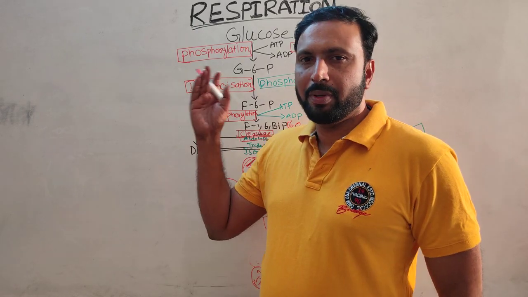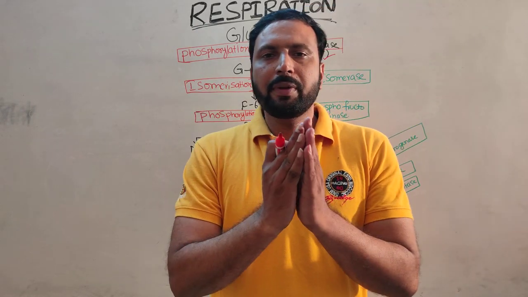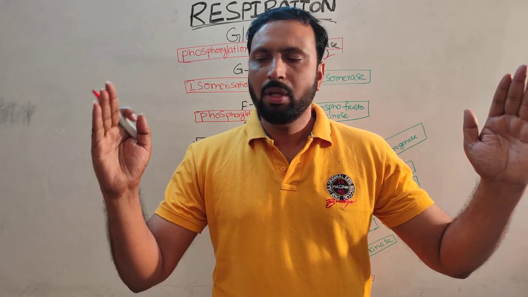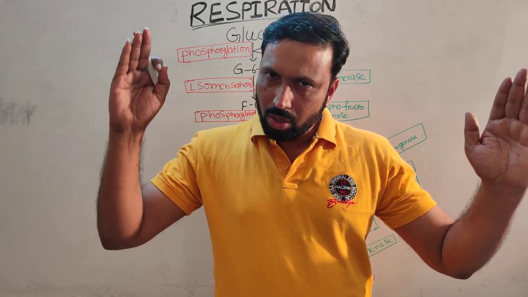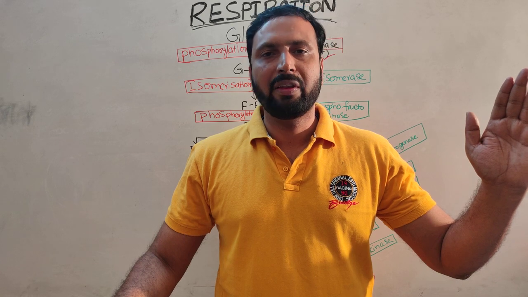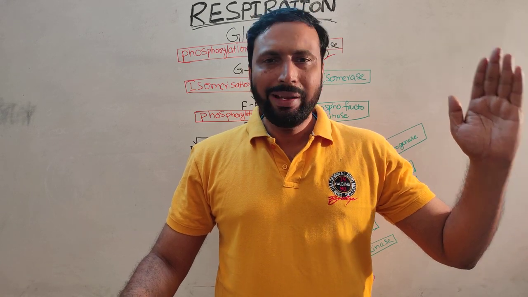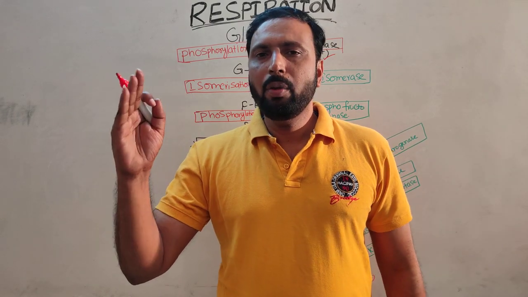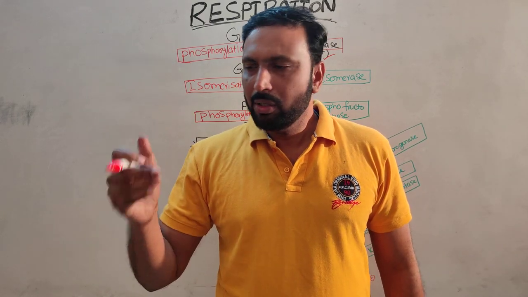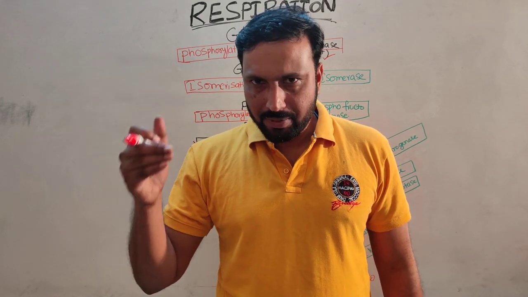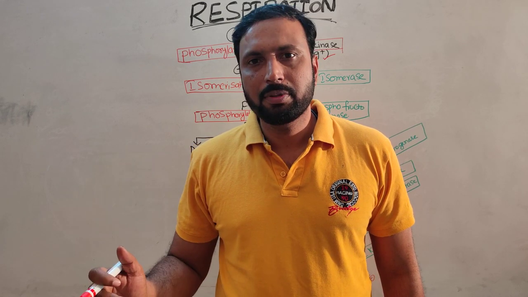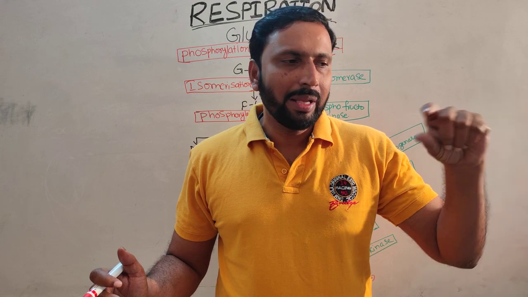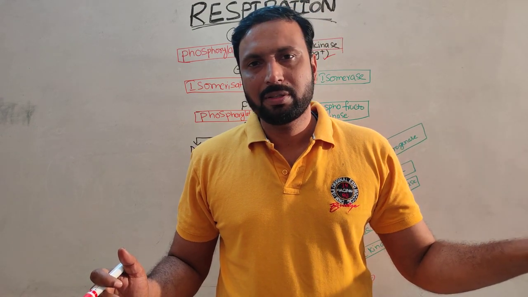Today, our topic is respiration. Respiration has two types: aerobic respiration and anaerobic respiration. When the substance undergoes complete oxidation, it is called aerobic respiration. When it undergoes incomplete oxidation, that is called anaerobic respiration. In aerobic respiration, the steps are glycolysis, Krebs cycle, and electron transport. Whereas in anaerobic respiration, incomplete oxidation takes place.